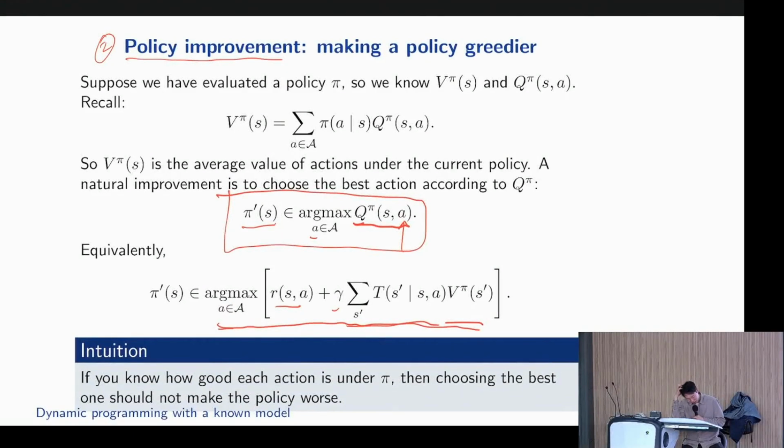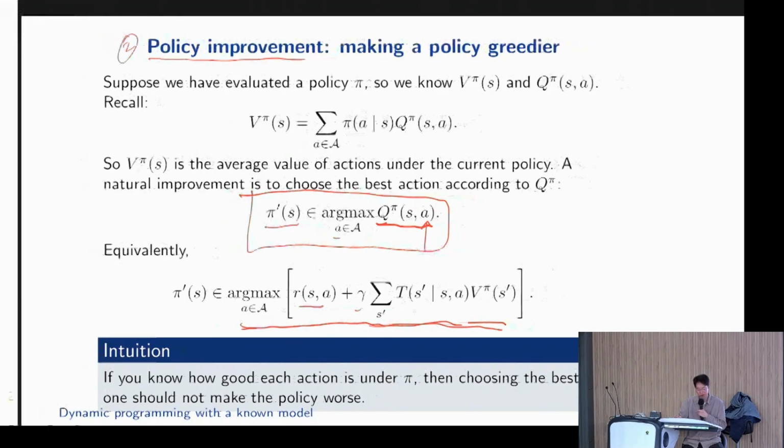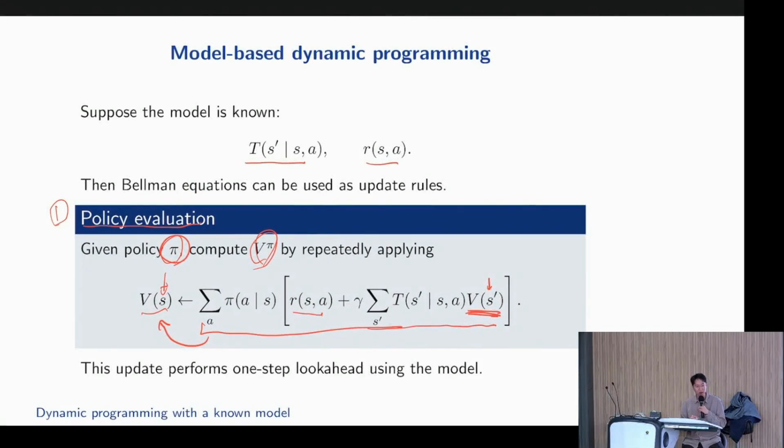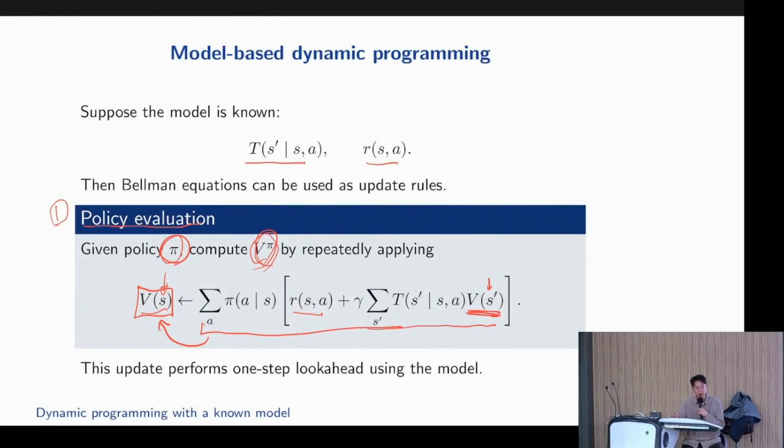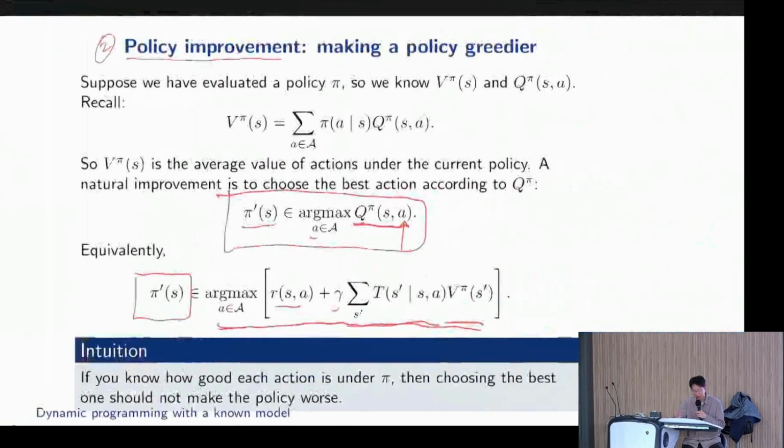Okay, so why does it work? The intuition is if you know how good each action is under pi, then choosing the best one should not make the policy worse. So we need some form of guarantee that this policy is better than what we started off with. We started off with some random policy and filled in all the values for this table for all the states. And if we act optimally, we now need to check whether this policy is better than the policy that we evaluated the V pi on. So if we do one step greedy, is it better?